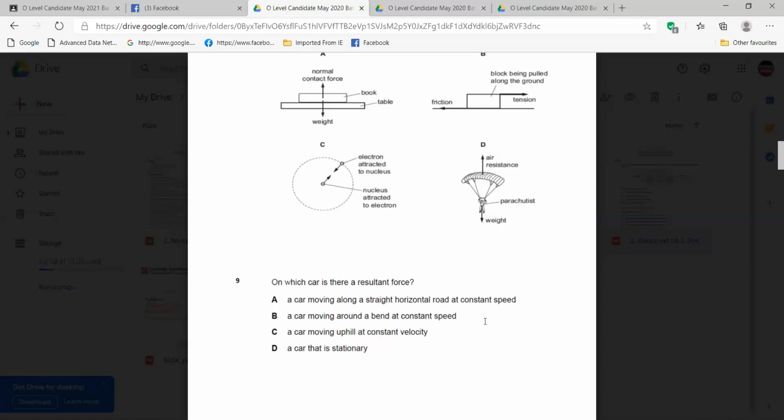What about C? I thought there will be a resultant force. It's moving uphill, so it has to overcome some of the forces, I mean the friction and weight. You see, for this one also, our car moving uphill at constant velocity, we are considering that as linear motion. It's not circular motion.